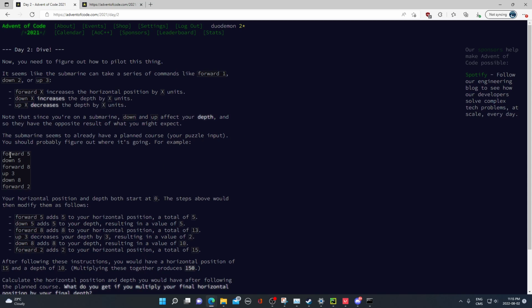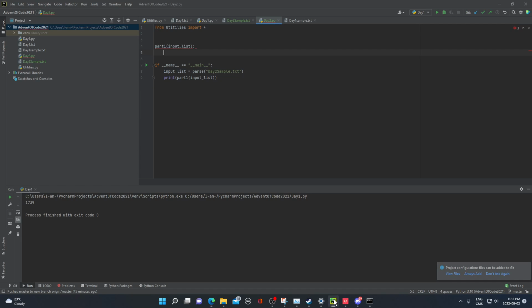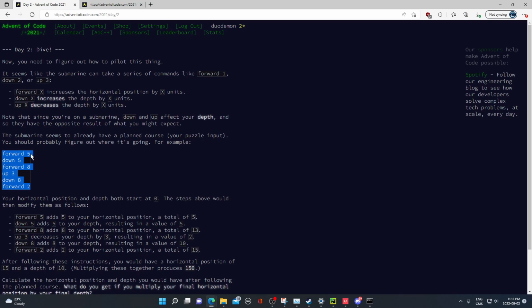How should I do this? I can split. So my utilities function returns the strings of each line having an element in the list. So now for each element in the list, I would split it to get the direction and the value, the magnitude. So once I split it, I look, and if it's forward or down, no, one sec.